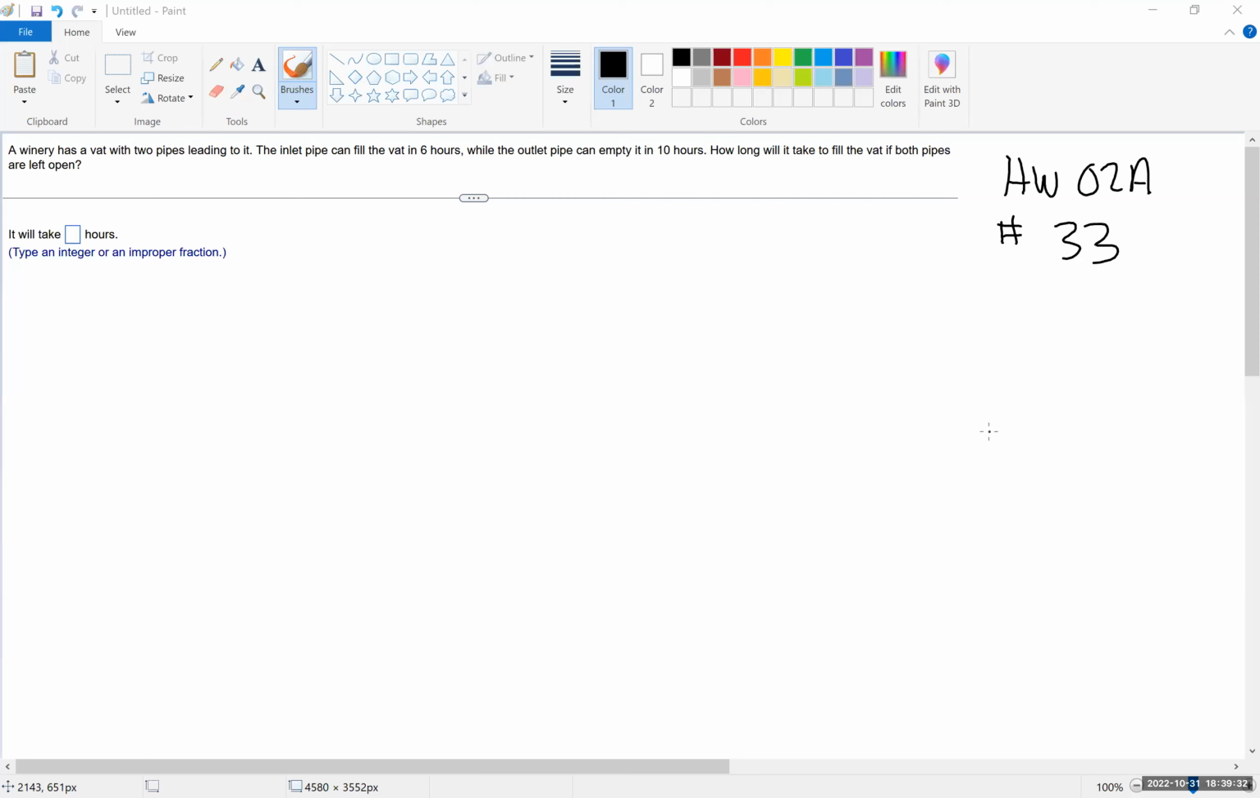All right. So the next problem we're going to work on is homework O2A, number 33. This one says a winery has a vat with 2 pipes leading to it. An inlet pipe that can fill a vat in 6 hours. Okay, so we have this inlet pipe. The inlet pipe gets the job done. So an inlet pipe, should we just write out inlet? The inlet pipe fills the vat in 6 hours.